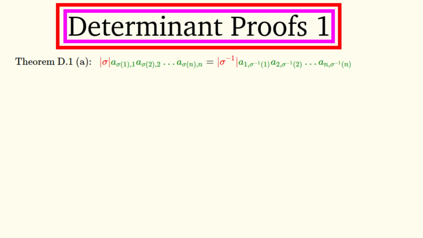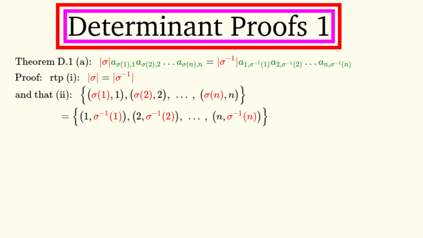It looks like we can replace sigma with the inverse of sigma in this line. So in order to prove this result, we have to prove this, that the parity of a permutation is equal to the parity of its inverse. And also that this is true, that these ordered pairs in these sets can be paired up. It's easier to write it in set notation.